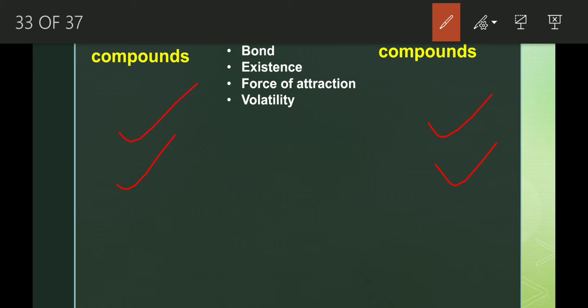And the force of attraction in case of electrovalent compounds is very, very strong. But in case of covalent compounds, the force of attraction is weak. It has the weak van der Waals forces. And moreover, the electrovalent compounds are non-volatile. Why? Because the force of attraction is very strong. That's why it is non-volatile. But in case of covalent compounds, the force of attraction is very weak. That's why it is volatile.